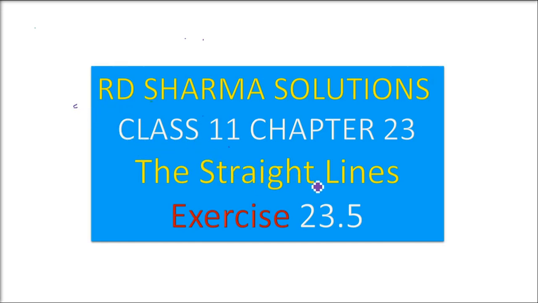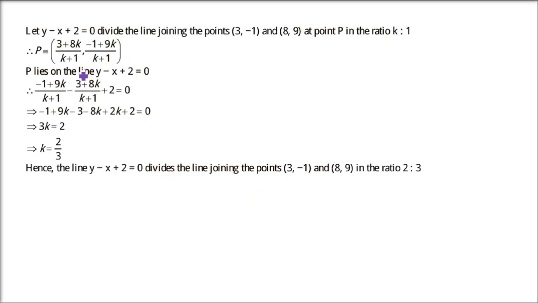We are taking R.D. Sharma Solutions, Class 11, Chapter 23, the straight lines exercise 23.5. Now this is question number 7. Prove that the line y minus x plus 2 equals 0 divides the join of points (3, -1) and (8, 9) in the ratio 2:3.